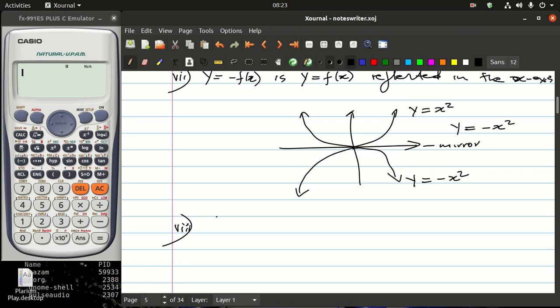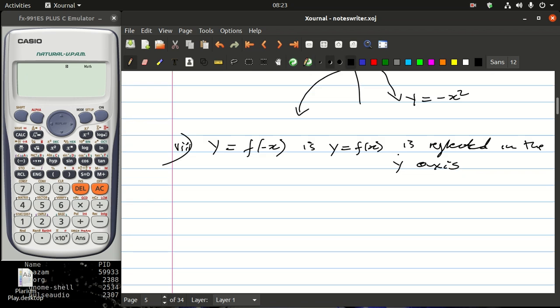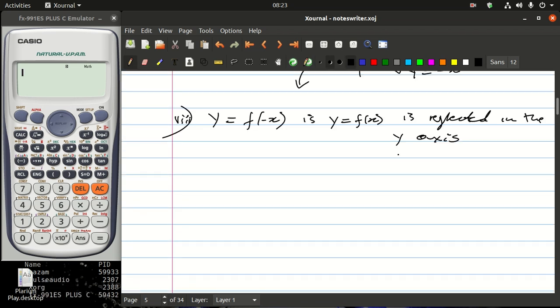So at number 8, y is equal to f of minus x. This one is saying that y is equal to f of x, which is our original function, is reflected in the y-axis. So it is reflected in the y-axis. So that's the meaning of this.